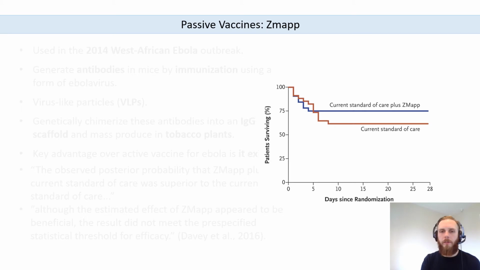And you can hopefully see from this data here, the papers in the notes at the bottom of the slide, that ZMapp improves current standard of care. So if you have current standard of care with ZMapp, you see higher patient survival, not by a huge amount, but clearly there's a difference there. Again, it's just the paper, it doesn't meet their criteria for efficacy.